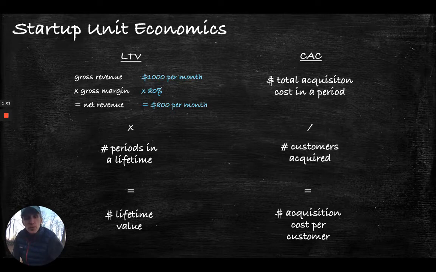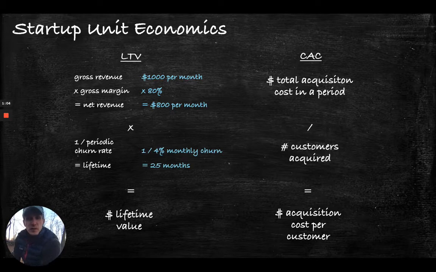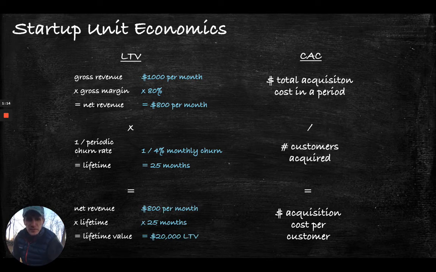Now, how long do they keep customers for? You can use the churn rate for that. So let's say our startup has a 4% monthly churn rate. 1 divided by 4% means that we keep our customers on average for 25 months. $800 per month times 25 months means we have an average lifetime value of $20,000.